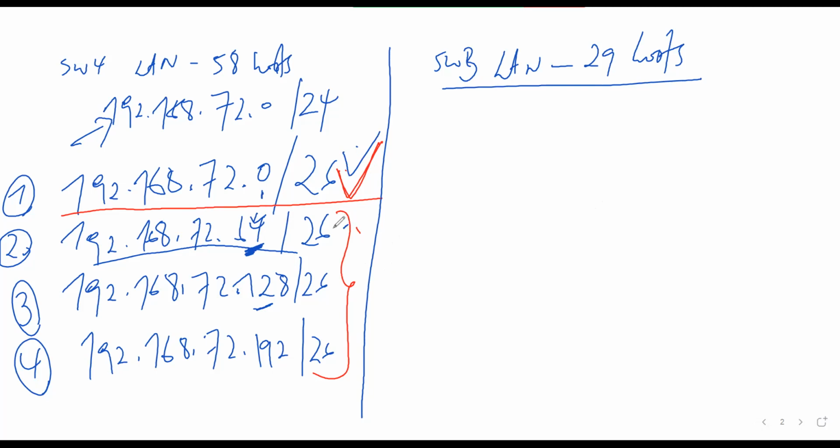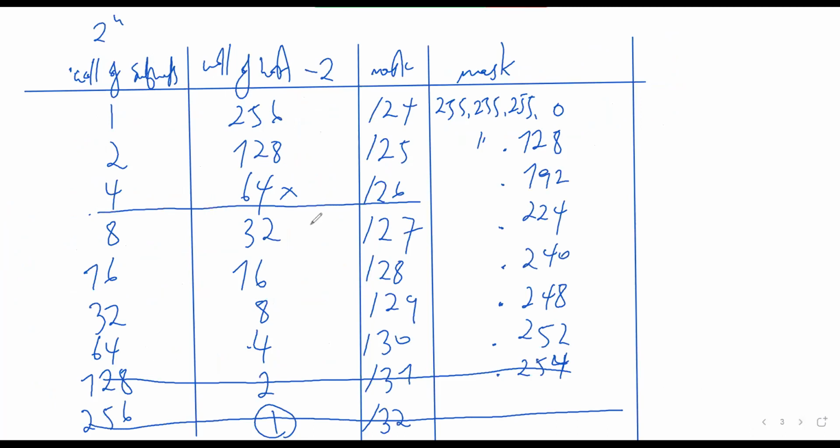So we are going to take this address first, 192.168.72.64/26. That's the subnet. We are going to subnet again to assign the other networks. Right, from our table, we have 29 hosts.